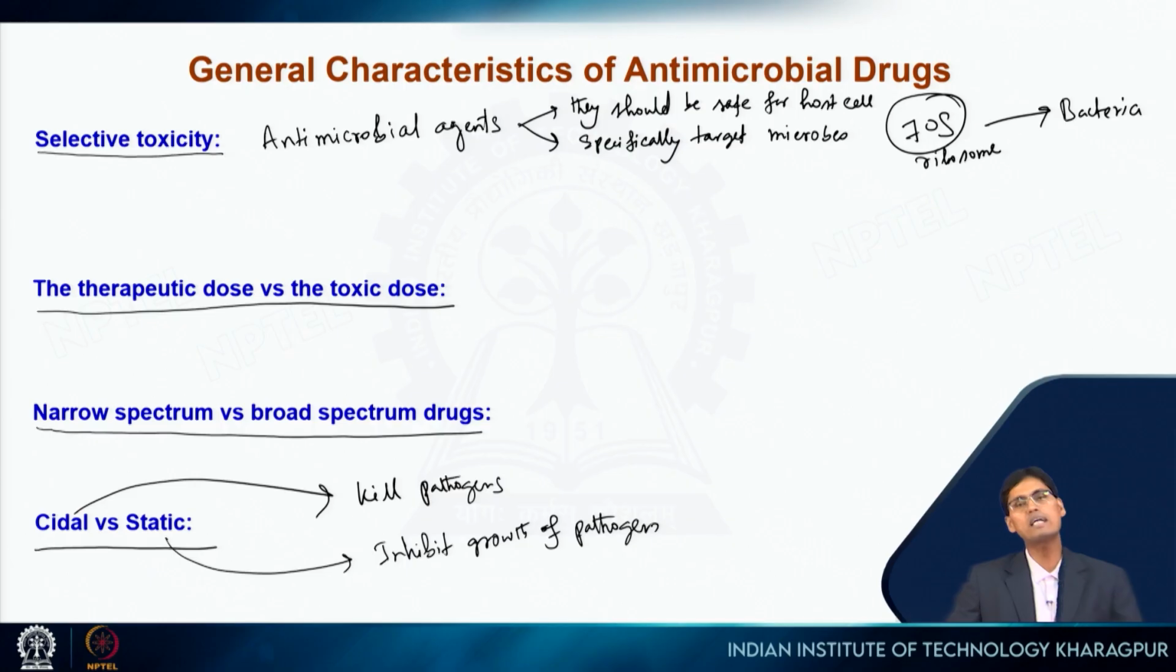Now, I should mention that some of this cidal antimicrobial drug, if we use it at very low concentration, can also act as static or bacteriostatic, for example against bacteria. So some of the antibiotics we use are bactericidal, and a few of them are also bacteriostatic. And this is just some general features about antimicrobial drugs.